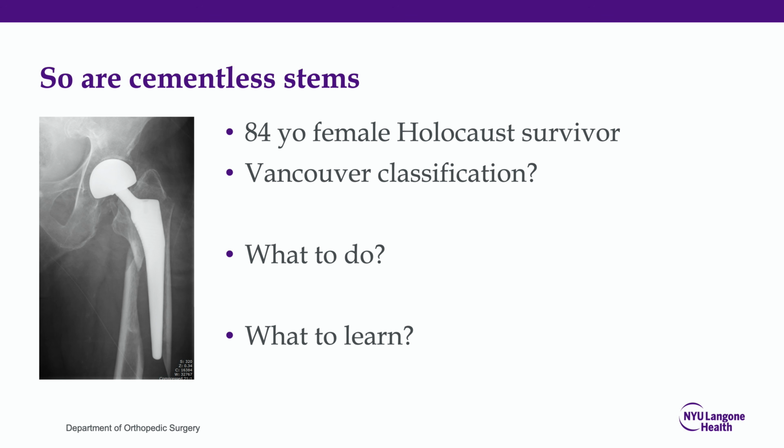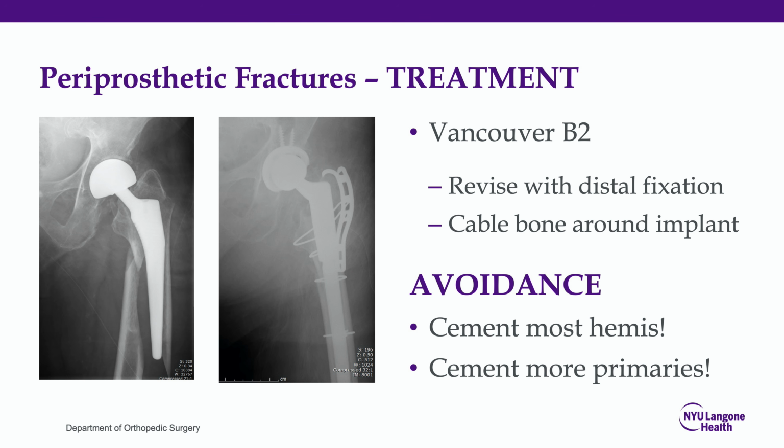So what are we going to do in a B2 fracture? We're going to go ahead and revise the stem, right? Yep, it's a B2 fracture. We're going to revise with a distal fixation. We're going to cable the bone around the implant, but what can we learn? We really want to learn to avoid this. So this 84-year-old with a femoral neck fracture a year or two earlier, she probably should have been cemented. And so we're going to cement most of our hemis and cement more of our primaries, and this is how we're going to reduce our incidence of periprosthetic fracture.